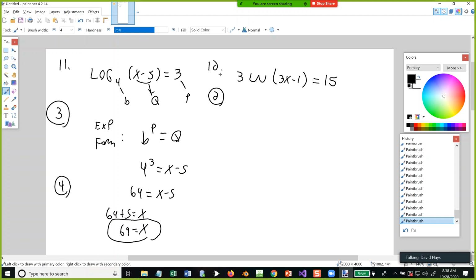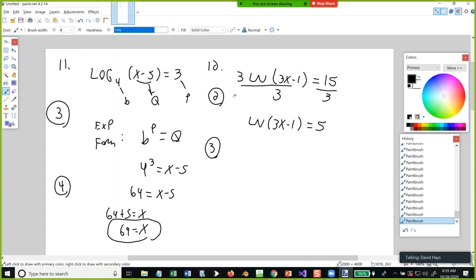We could take this 3 and put it as our power. But if we did that, we'd have 3x minus 1 to the third power, which becomes kind of a nasty problem. Instead, we can divide both sides by 3. And that would give us natural log of 3x minus 1 is equal to 5. So sometimes just basic algebra will get it by itself.